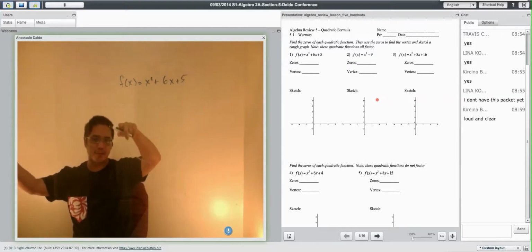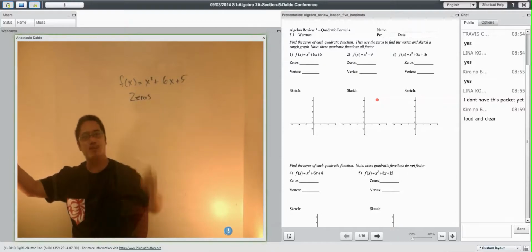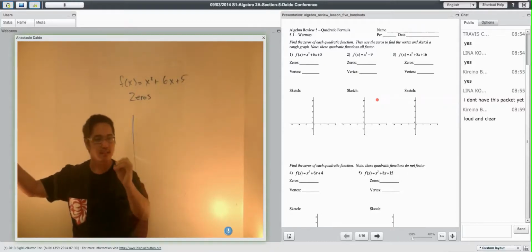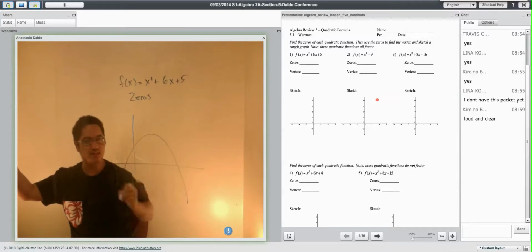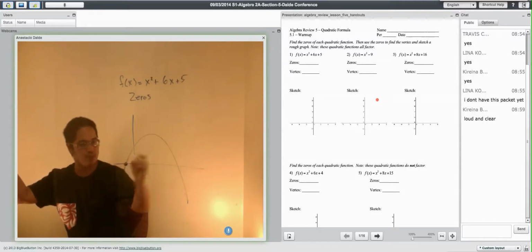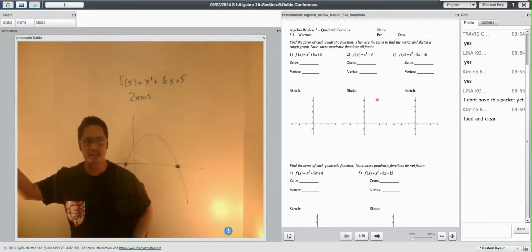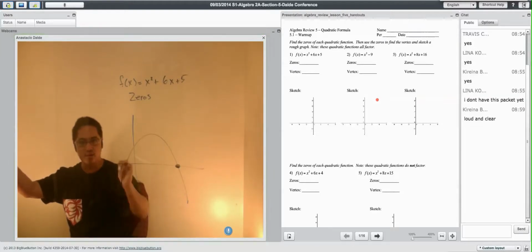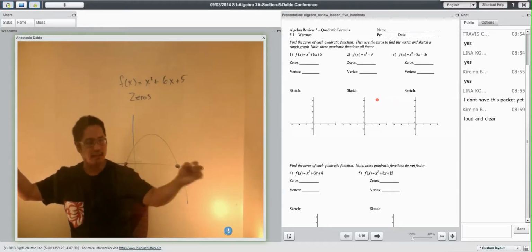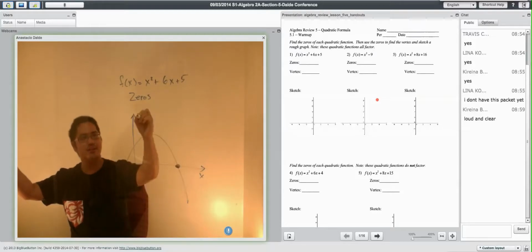Now, first question I'm going to ask you is, where are the zeros? What the zeros mean is, if the graph looks like this or like that or whatever, the zeros are where this thing crosses the x-axis. Does that make sense to you? Do you guys understand how to do that? Not the zero axis, the x-axis. What am I talking about? That doesn't make any sense.